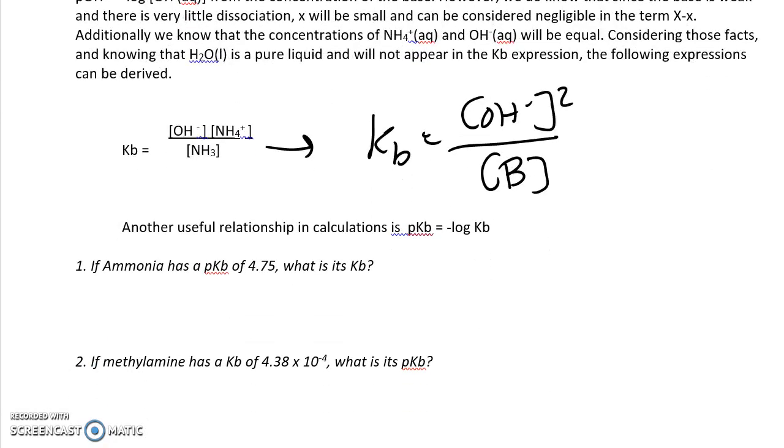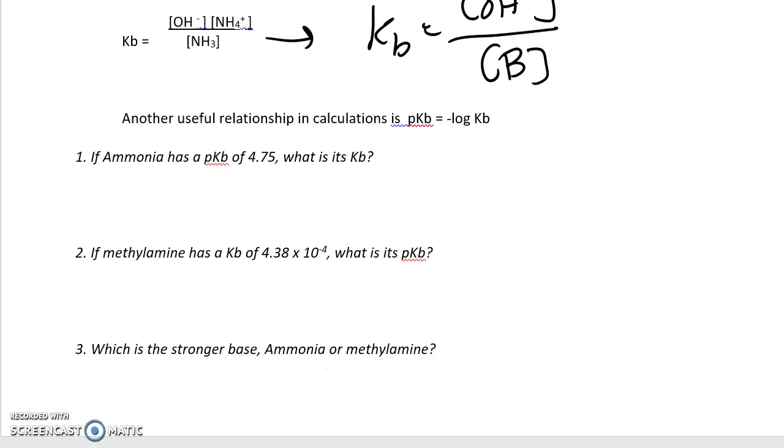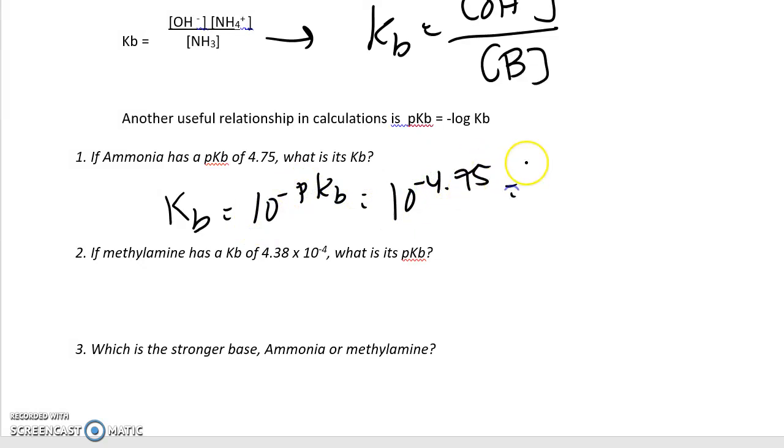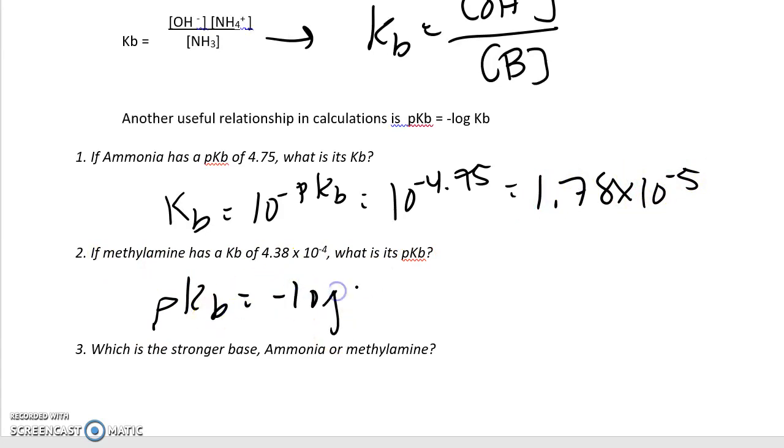Okay, so when we look at this, we've got a pKb, we want to find its Kb. So I'm solving for Kb in this case. I take 10 to the negative pKb. It's 10 to the negative 4.75, which then when I solve that, I get 1.78 times 10 to the negative fifth. If this is the Kb, what's its pKb? So pKb is negative log of that number. I solve that, I get 3.36.